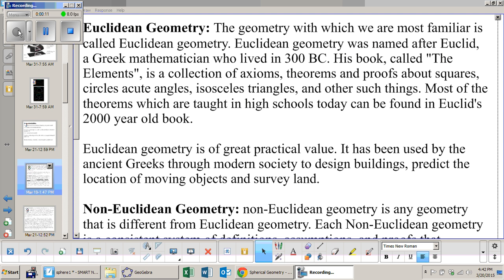We'll take a couple of videos, 2 or 3, maybe 4, to take a look at the difference between plane geometry and other types of geometries. And I think you'll find this very interesting.